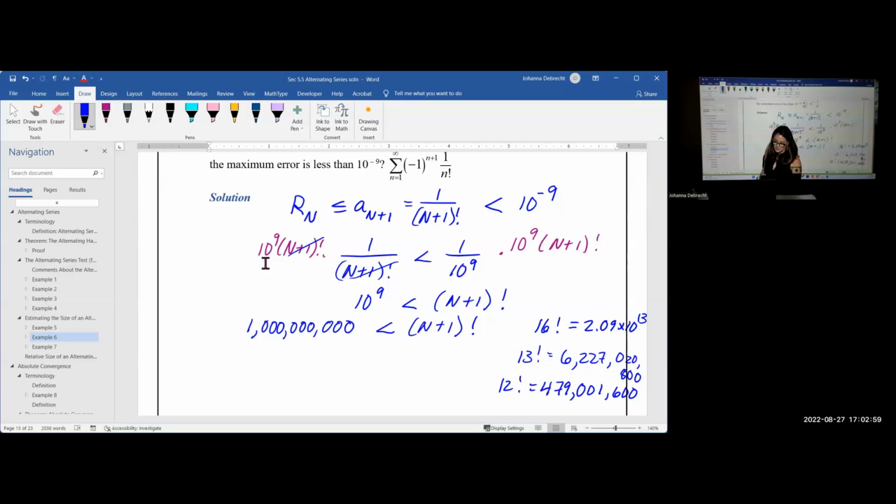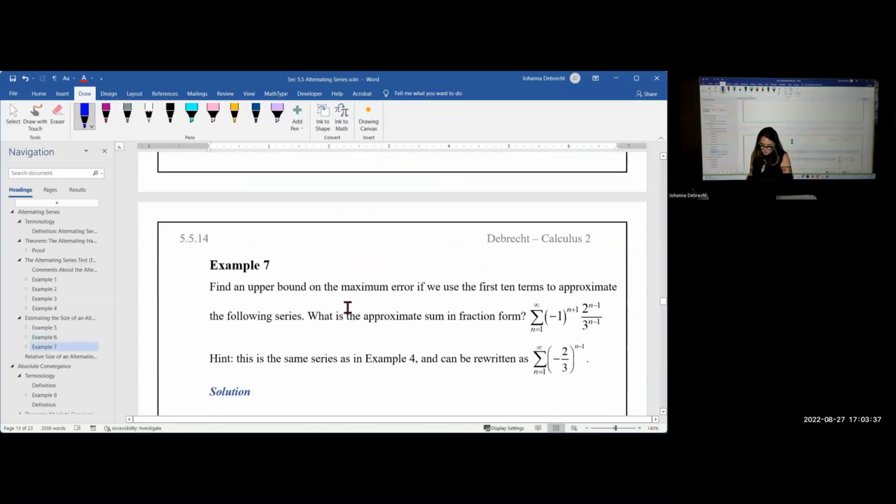So again, this gives me the number of terms that I need to find. So I have n plus 1 equals 13, which implies that n equals 12. So if I take the sum of the first 12 terms, I'm guaranteeing that the error is no more than 1/1,000,000th off, right? Which is incredibly close, right? So this is how we can find the value of the subscript to make sure that we meet a certain error condition, right? Let's take a look at one more example, which is example number 7.